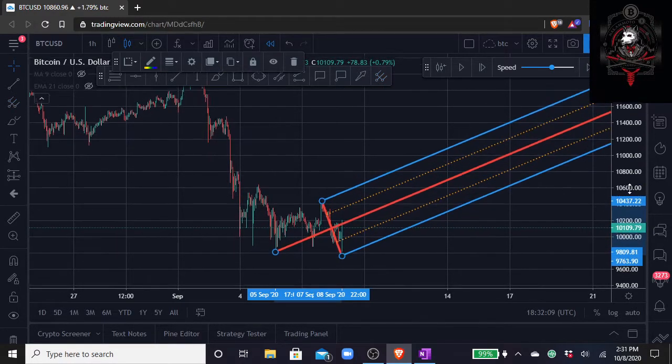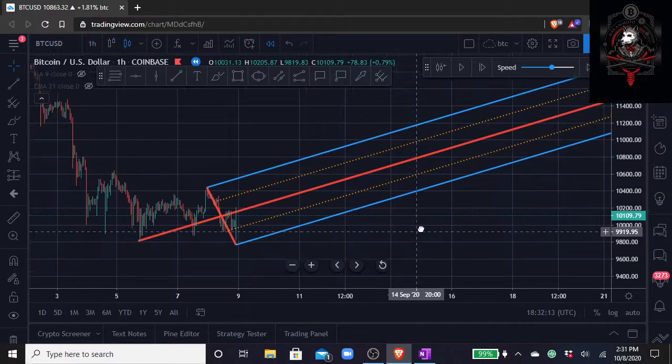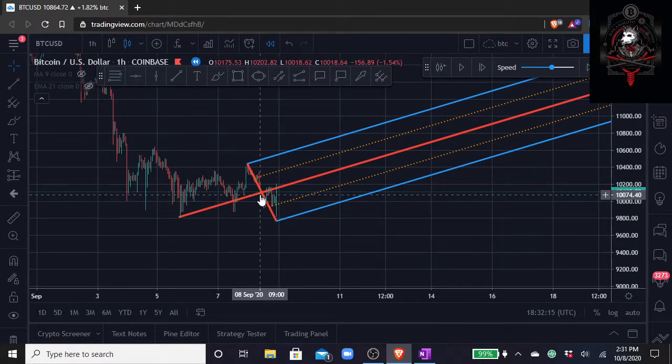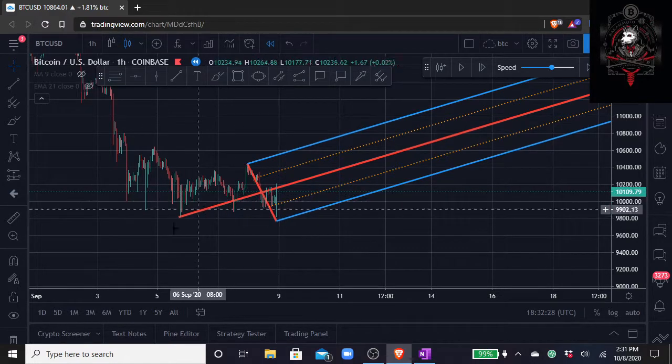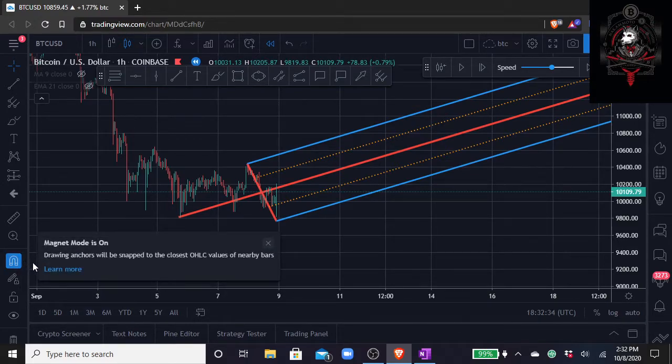Now you have to be very accurate when doing these pitchforks, because if you are off just a little bit, it screws the geometry of the lines up and you could miss or completely blow by a potential entry or exit. So the best way to do this is to turn your magnet on. That's over here on the left hand side on your toolbar. Click it, make sure it's highlighted.